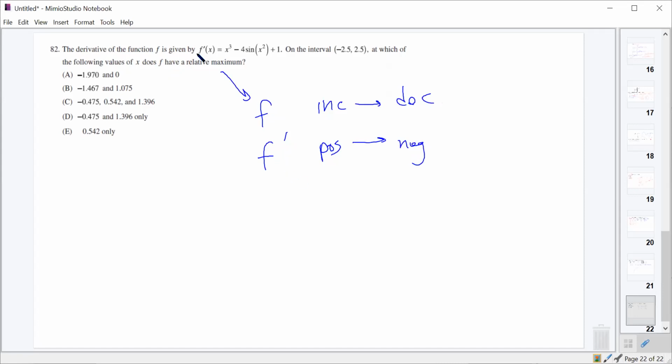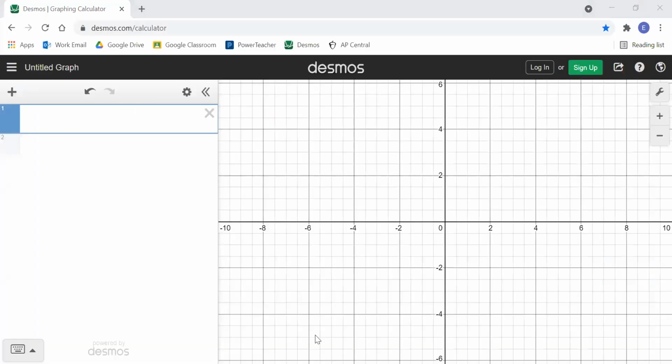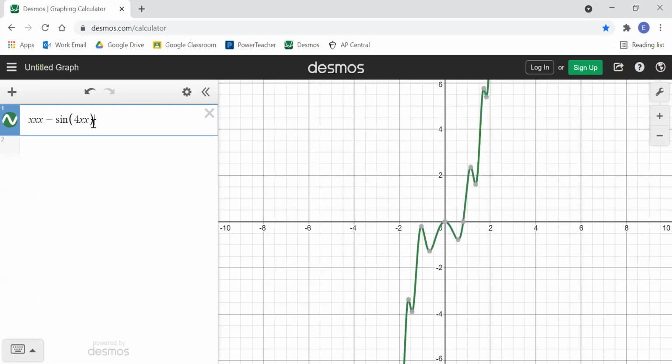So we just need to know, when does f prime go from positive to negative on the interval from negative 2.5 to 2.5. And the easiest way to do that will be to graph f prime. Let's see, we've got x cubed minus, what is this, sine 4x squared plus 1. Okay. So between negative 2.5 and 2.5, we're looking for when f prime goes from positive to negative.